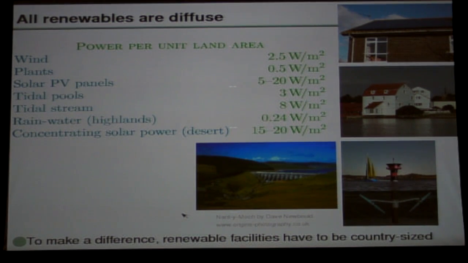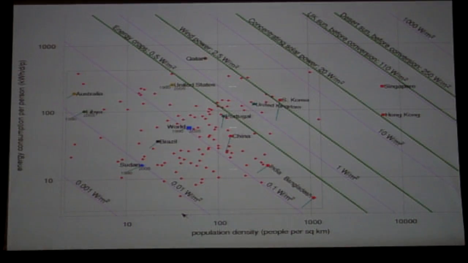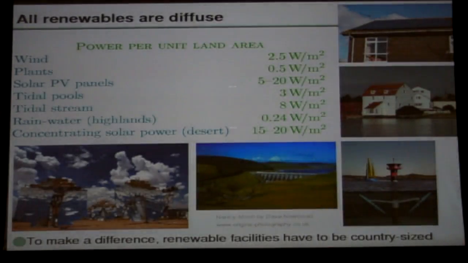Concentrating solar power in deserts, finally, delivers 15 to 20 watts per square metre. Here are some beautiful concentrating devices with mirrors putting sunlight onto these Stirling engines. And if you pack these at a sensible spacing in a nice desert, you get 20 or 15 watts per square metre. So that's significantly better than the wind farms, but not as much as 10 times better. So we're still in the same sort of ballpark.